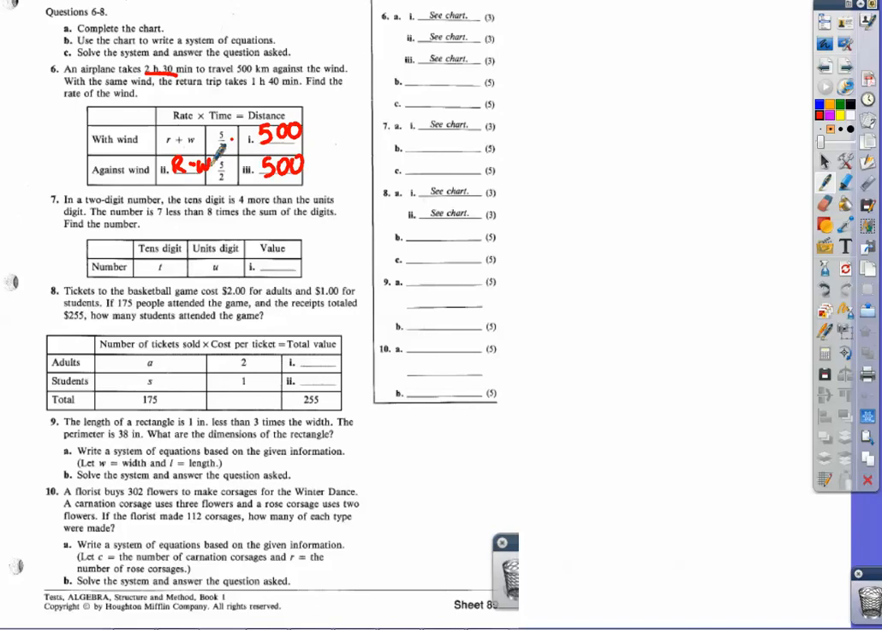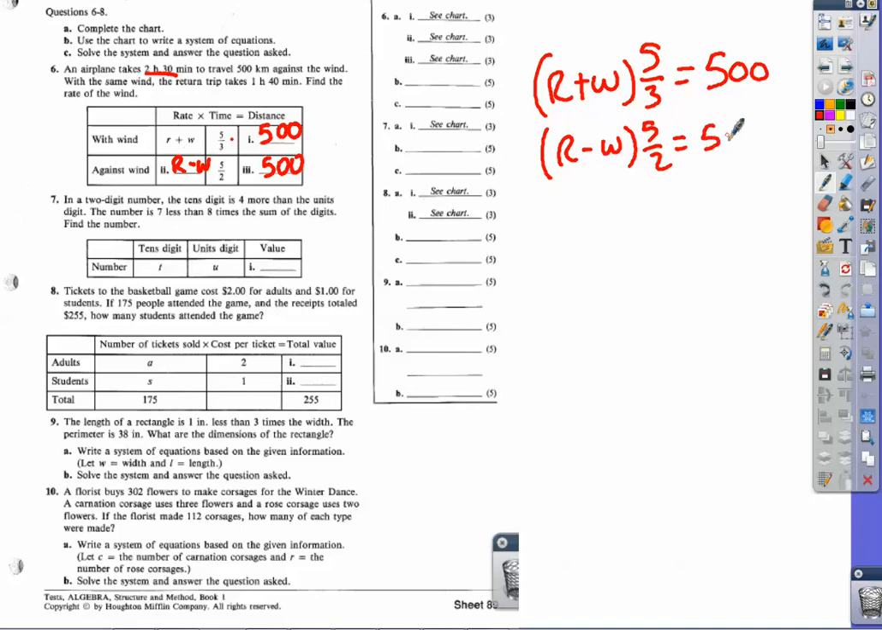Now we need to come up with a system of equations that's going to solve this. Now, the system of equations that I'm going to come up with aren't necessarily going to be the ones that I solve, and I'll show you why in a moment. So we know that rate times time is equal to distance. Well, here's my rate. We have r plus w, and if we multiply by the time, then that's equal to the distance. Then I have my trip against the wind, so that's the rate minus the wind, times 5/2 is equal to 500. So there's my system of equations.